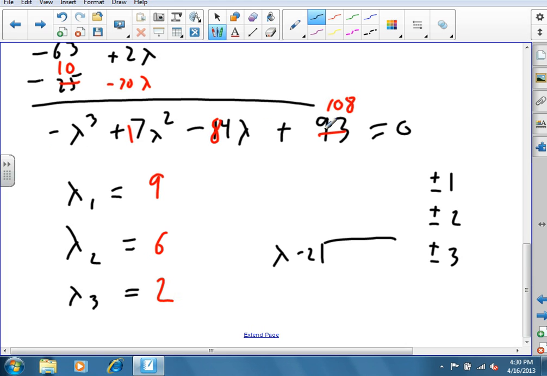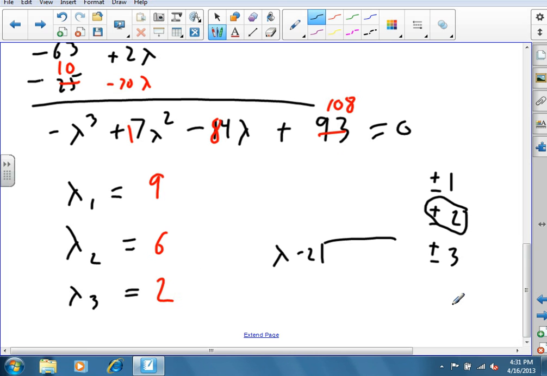Is 2 correct? So you put 2 in and then you get 9 and 6 after? Yeah, so if I put a 2 in, I got minus 8 plus 17 times 4 minus 84 times 2 plus 108 equals 0. So I know plus 2 is a factor. So now with plus 2 as a factor, I do that long division again, and then I solve for the other 2 guys.